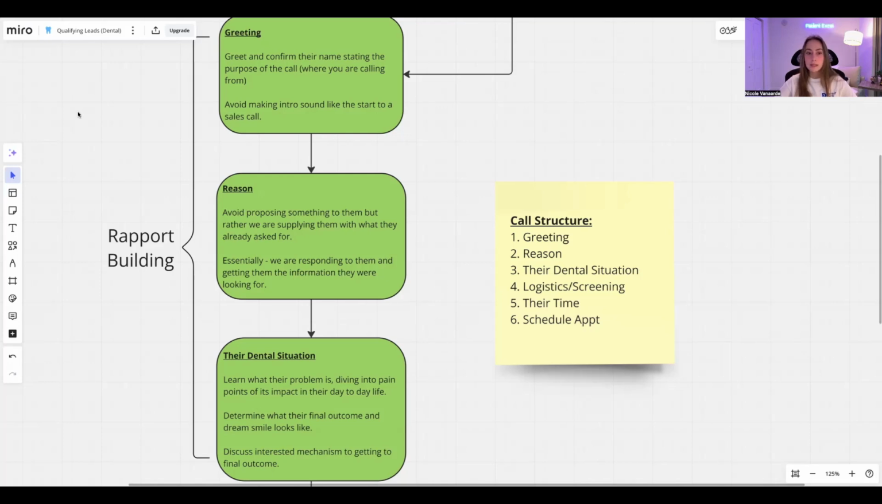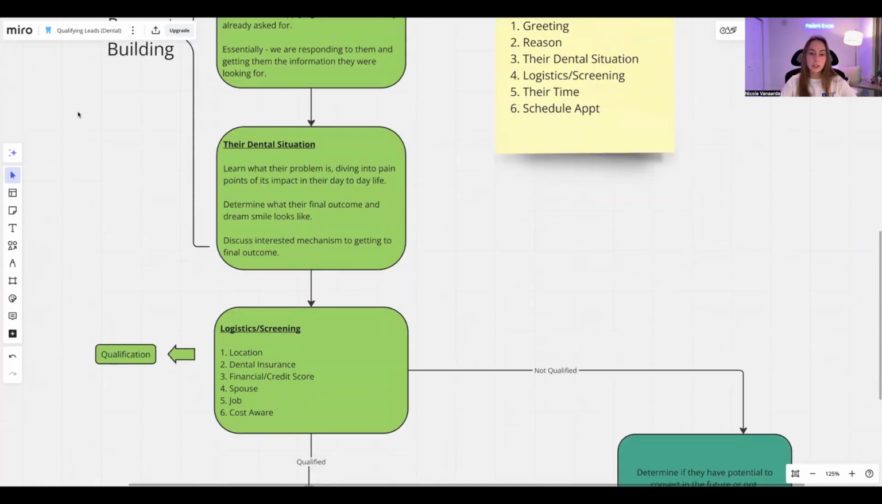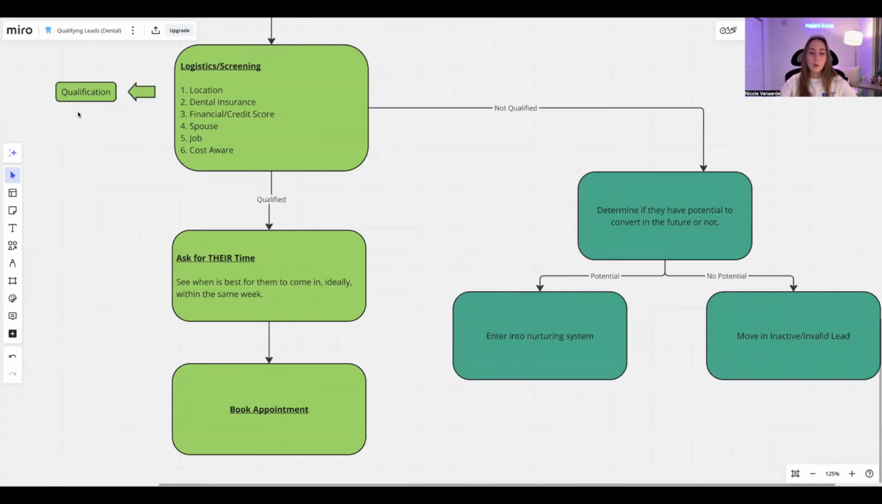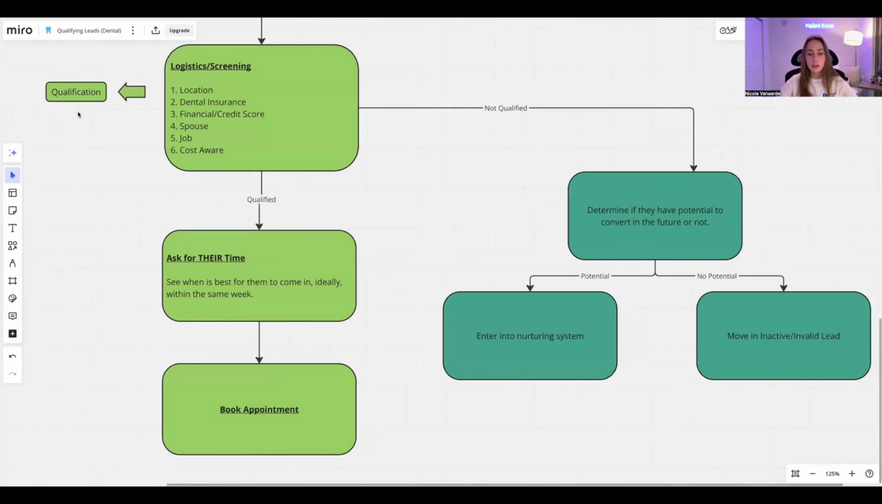So the first 3 steps, your greeting, the reason, and their dental situation, is all your rapport building stages. And this is where you're building a relationship with the lead and you're getting them to open up. From here, the next step is logistics and screening. So after establishing their needs, you'll want to qualify the lead to ensure they're a good fit.